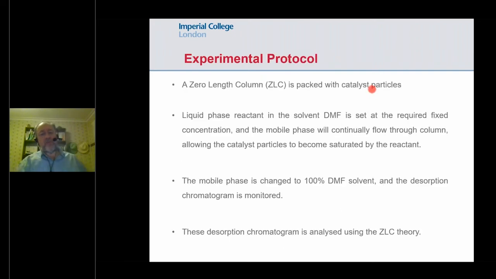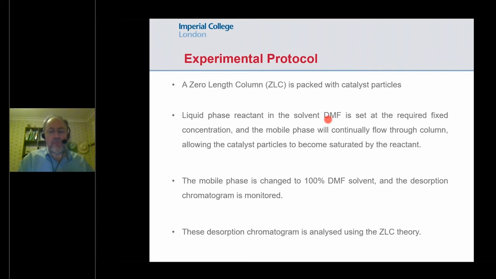So how do we do this experiment? We're going to pack the column with catalyst particles, which could be one larger particle or a few small ones. Now in the mobile phase in the liquid chromatography system, we've got a solvent, DMF, and we've got solutes and reactants. We've got iodobenzene, we've got toluene, we've got stilbene. So we're going to set up a constant concentration of this reactant in DMF, and it's going to be pumped through the column continuously. And after a period of minutes, the catalyst particles and their pores will become saturated by the reactant, whether it's stilbene, toluene, or iodobenzene.